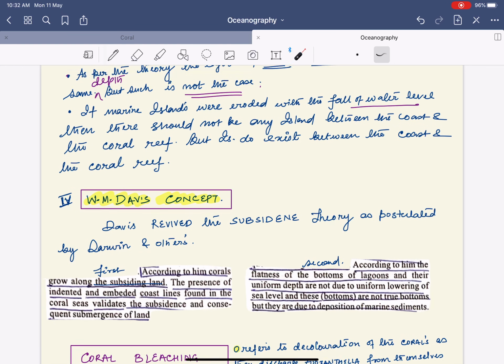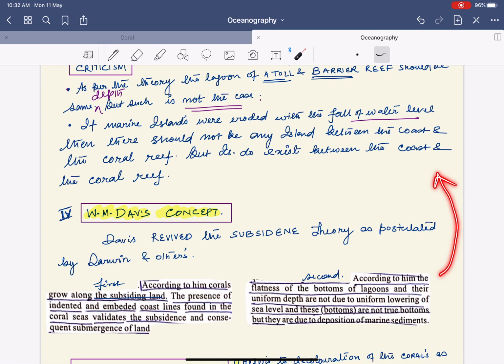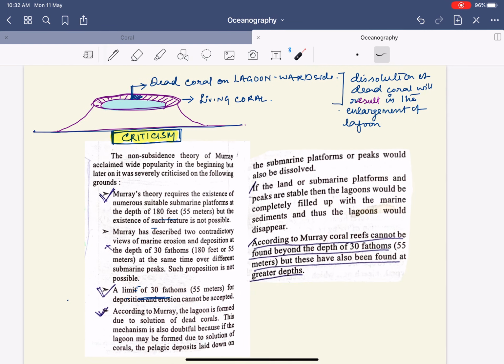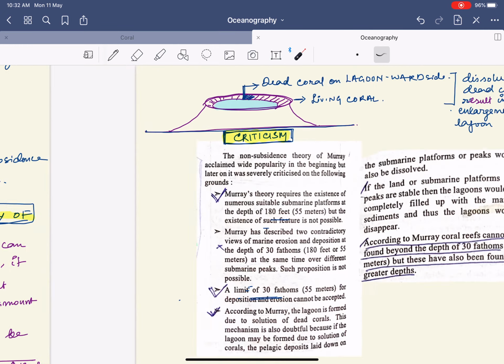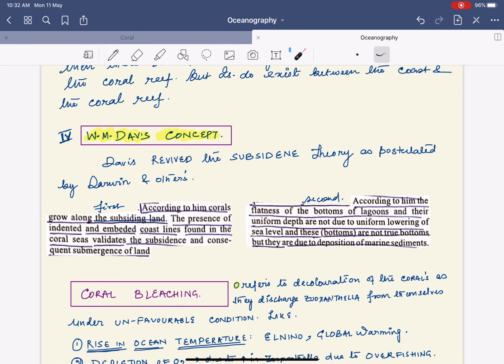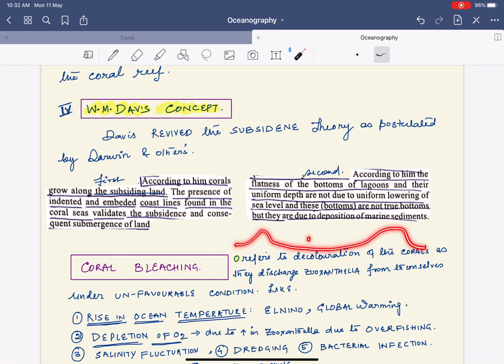See, over here what they said was, let's go prior to Daly. Let's look at the standstill theory of Murray. Murray said that the lagoons are developed because of the dissolution of the dead coral. He says that the lagoons are not necessarily due to dissolution of the dead corals, but rather can be the deposits of the marine sediments which are extracted from the land, and that basically is the result of the uniform depth of the lagoon and not due to the uniform lowering of the sea level.